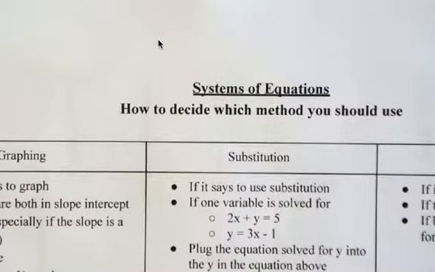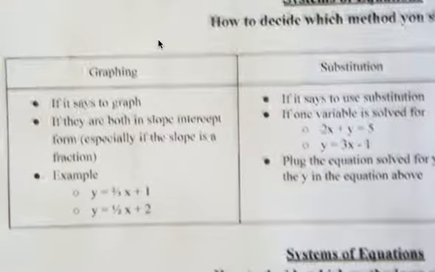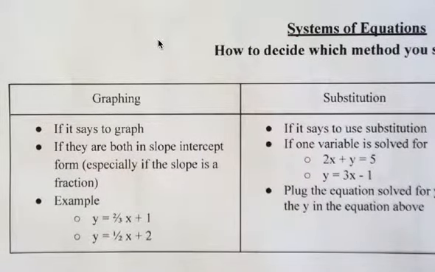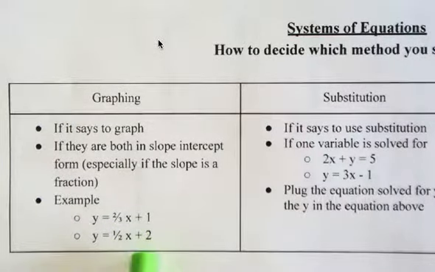Okay, so let's go through how you decide which method to use. And this is all written in already in your notes, so all you have to do is follow along. Okay, so when would we use graphing? Well, if you're given direct instructions to graph, obviously it says to graph, you're going to use graphing. If they're both in slope-intercept form, especially if the slope is a fraction, okay? Here's an example: y equals 2/3 x plus 1, y equals 1/2 x plus 2.